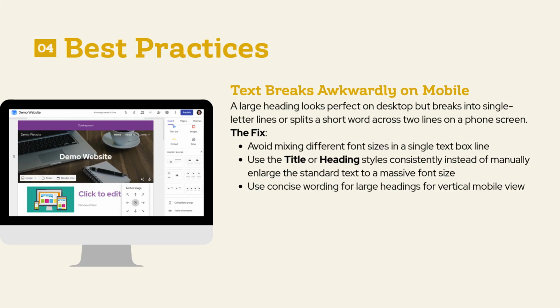The fix is simple. First, avoid mixing different font sizes in a single text box line. Keep your formatting uniform. Second, use Google Sites' built-in title or heading styles consistently.